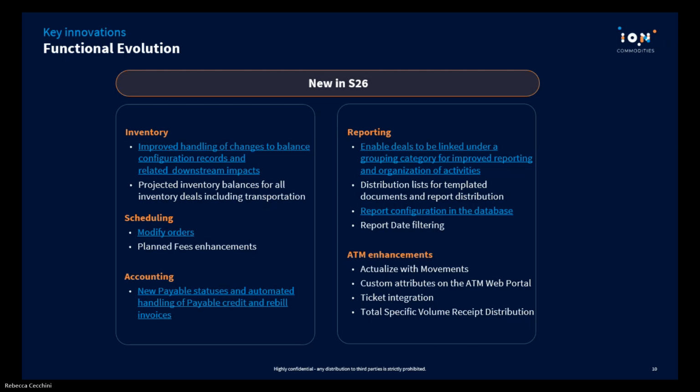The addition of reversing planned fee transactions when reversing movement documents is a great example of ION listening to its client base. Prior to S26, anytime a movement was reversed, these planned transaction fees had to be hunted down and reversed manually, which adds time to someone's workload. So with S26, that time is saved and financials will be more accurate.